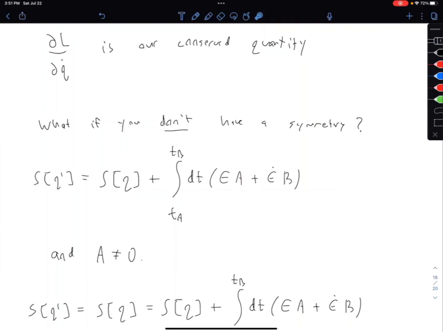Does this make sense? What I'm trying to say is that Noether's theorem is still useful even when you don't have a symmetry. It's just that this A term is going to be equal to the time derivative of what would have been conserved. Are there any questions?